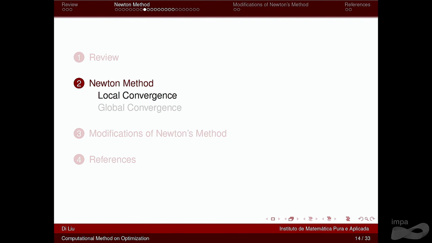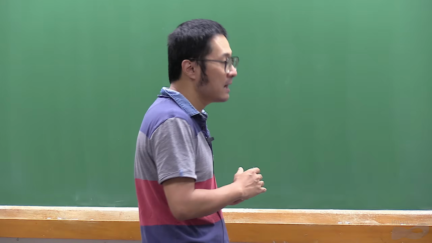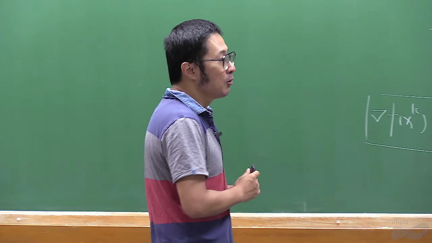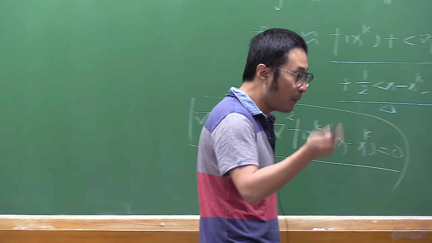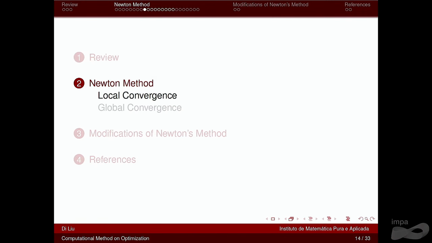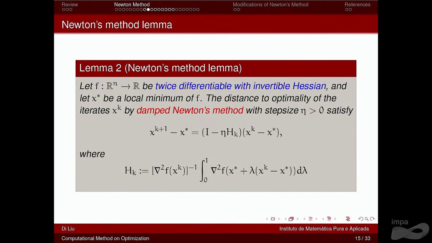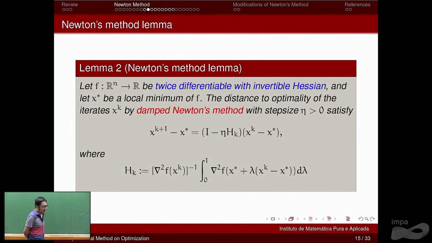Even if Newton's method is not very stable or robust, and sometimes diverges, when it converges, it converges very fast. It's a quadratic method. So first, we will discuss the good points of Newton's method, which is local convergence. Before we go to local convergence, we need something like a Newton method lemma. Remember that when we discussed the convergence of the gradient method, we had the gradient descent lemma. But here we have a Newton method lemma.